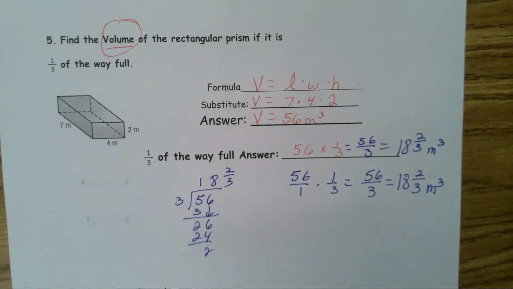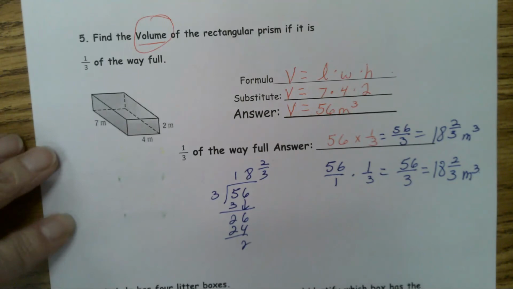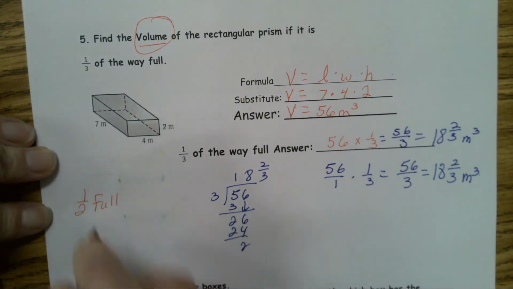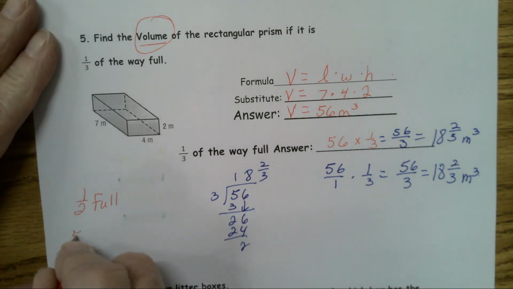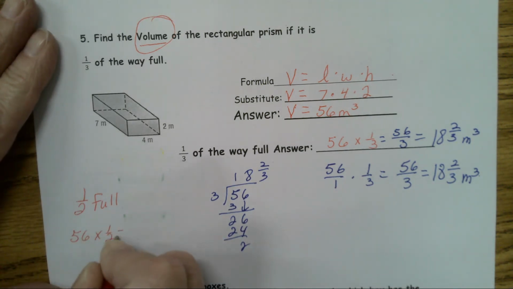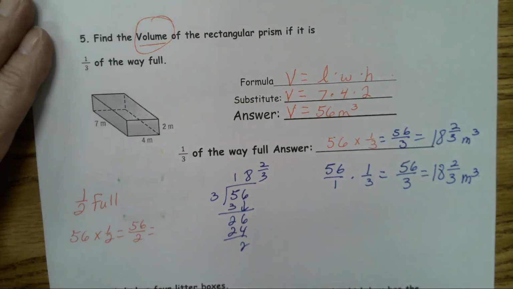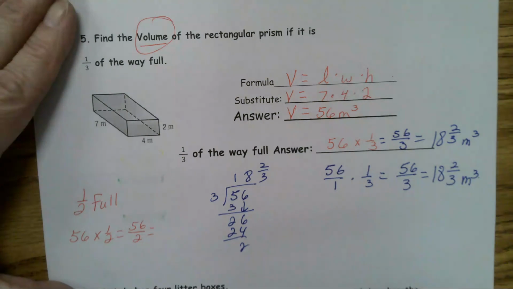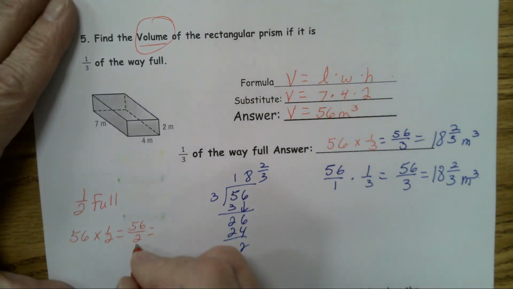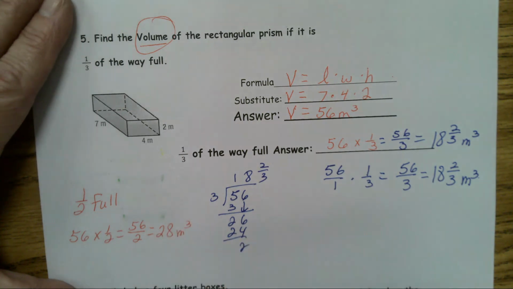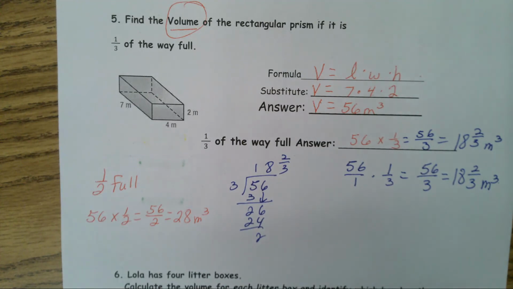So if it were 1/2 full, let's say it said 1/2 full, let's just practice that over here. 1/2 full, you would just take 56 times 1/2, right? That would give you 56 over 2. And when you divide 56 by 2, you would get, 2 goes into 5 2 times, 16, 28 meters cubed. Any questions on how to do it if it were half full?